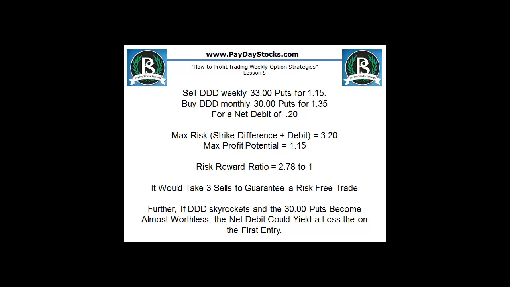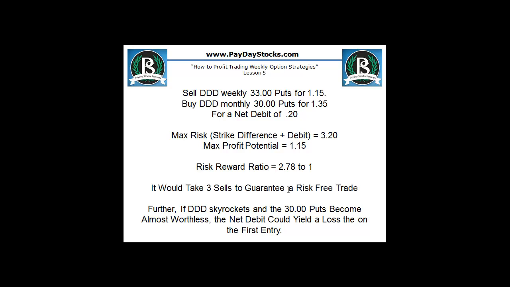Strongly suggest that you try and look for the credits on the first time. If it's a debit on the first time, just pass and go on to the next one. So then also, if DDD skyrockets and the 30 puts become almost worthless, then the net debit could yield a loss on the first entry when the market went in your favor.